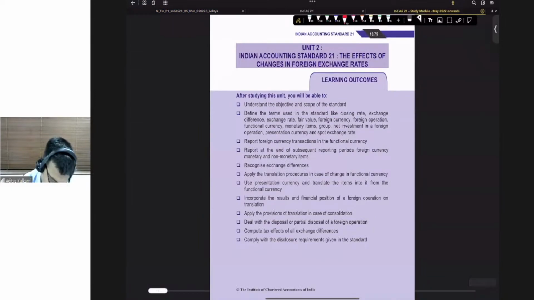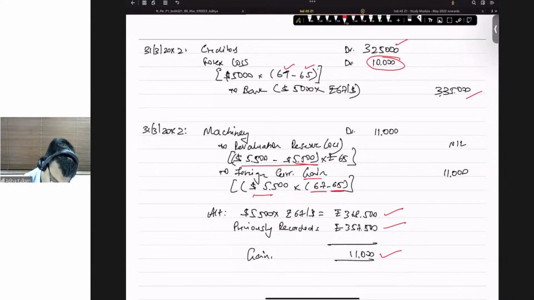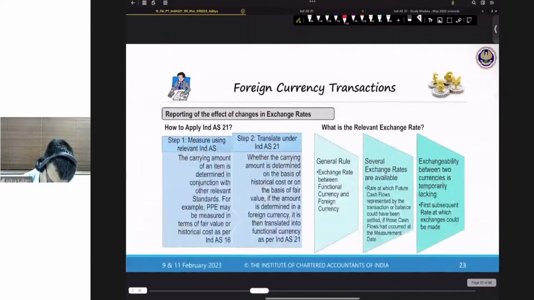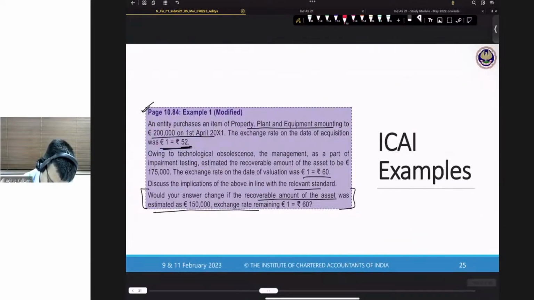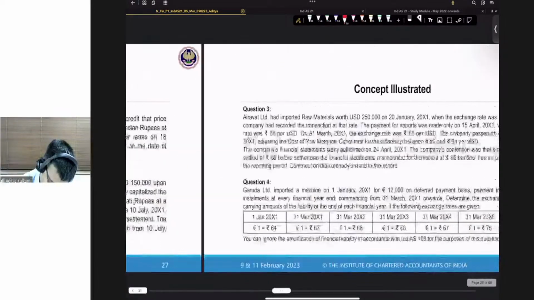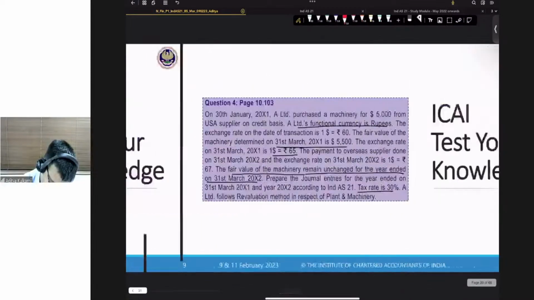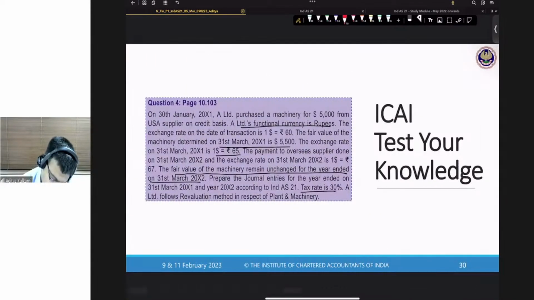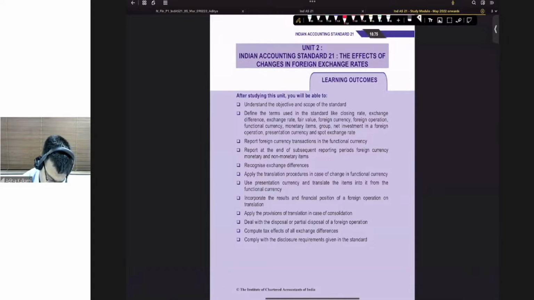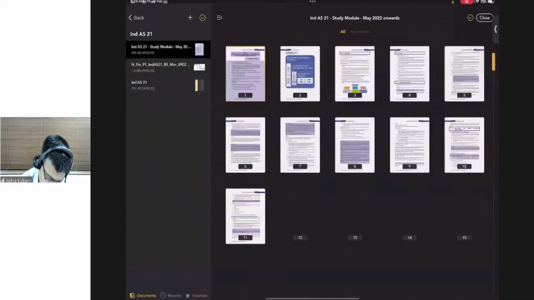let me see. This is which question of the study mat? One second. Question 4. Okay, it is a Test Your Knowledge question.